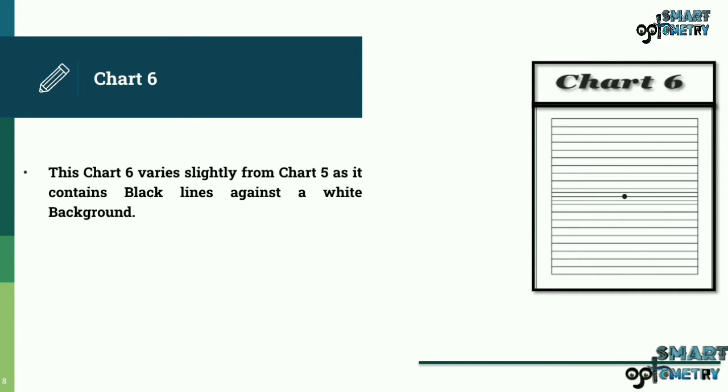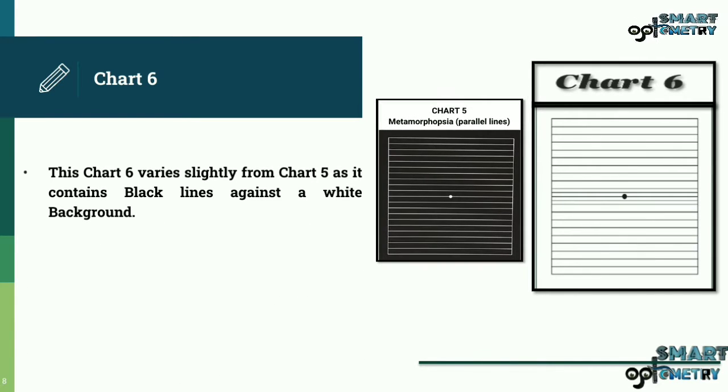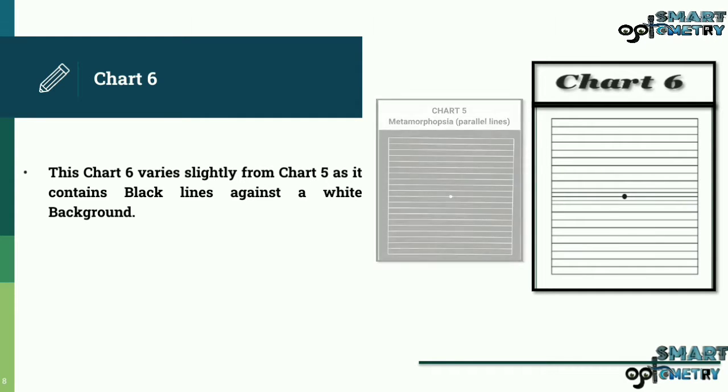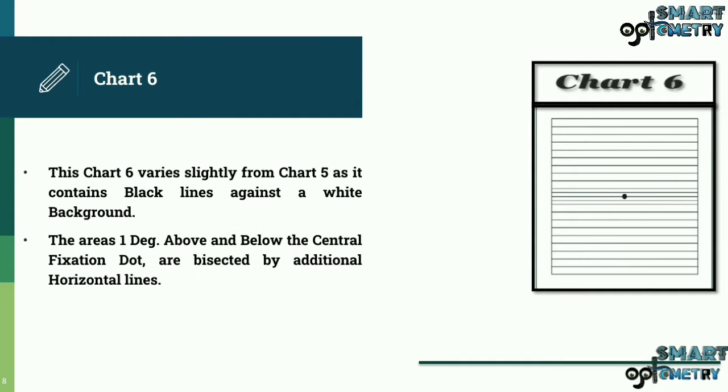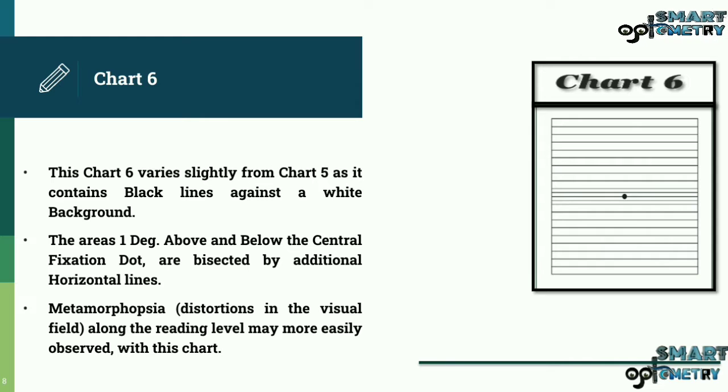Chart 6. Chart 6 varies slightly from chart 5 as it contains black lines against a white background. The areas 1 degree above and below the central fixation dot are bisected by additional horizontal lines. Metamorphopsia, that is, distortions in the visual field along the reading level, may be more easily observed with this chart.